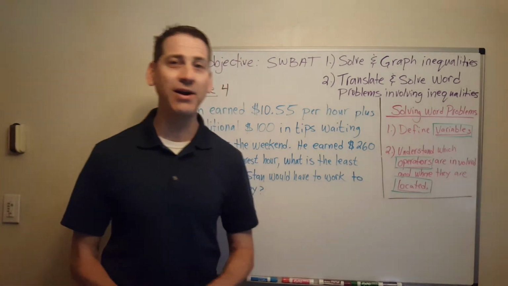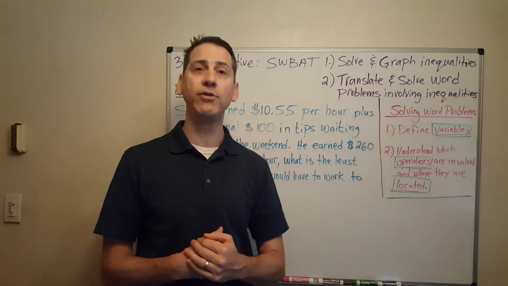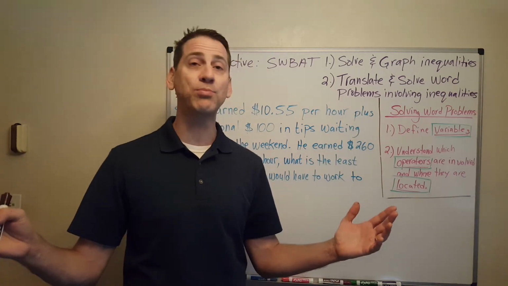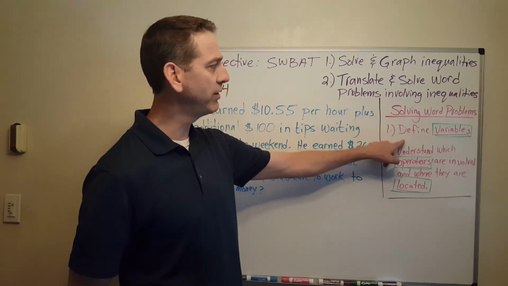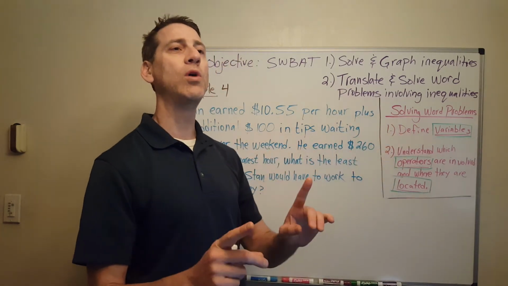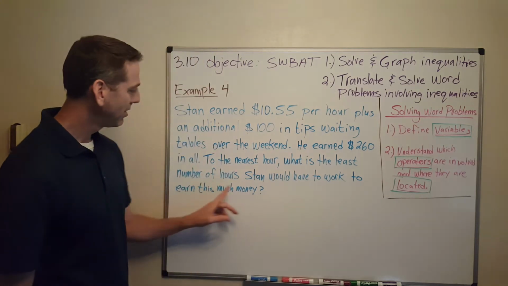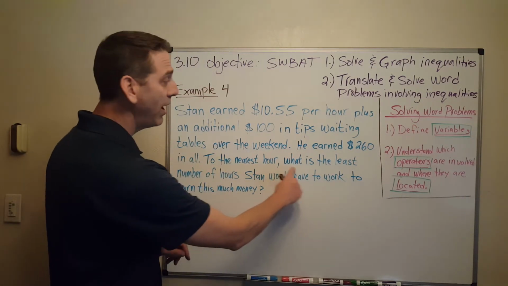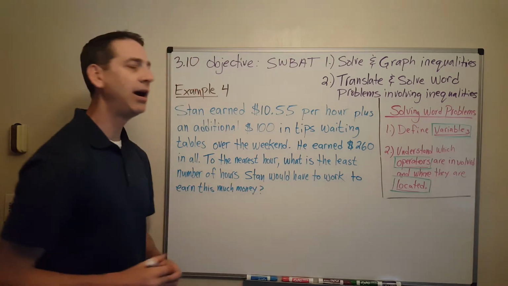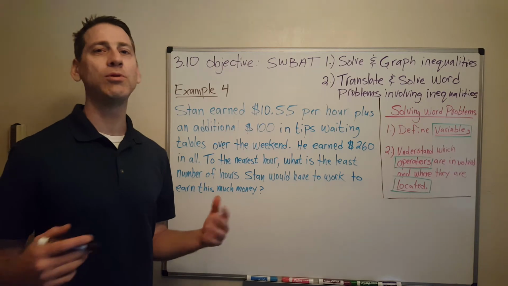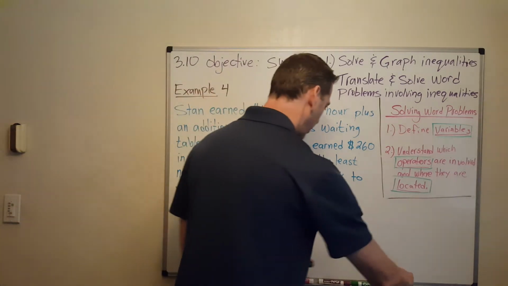money? All right, so under normal circumstances, this would be mind-boggling, like, well, I have no idea how even to begin this problem, but hey, we have a process. First, we define our variables. What are they asking for? See that word? What is the least number of hours Stan would have to work? There's my variable. My variable is the number of hours Stan would have to work.